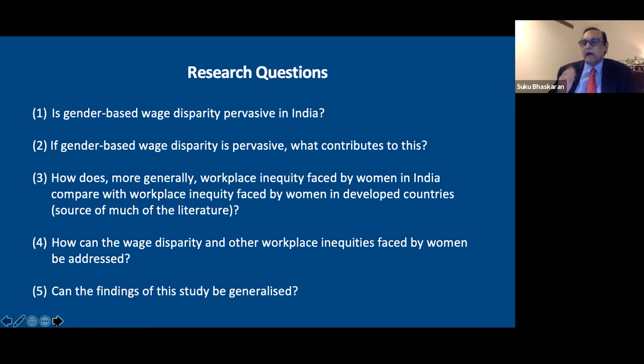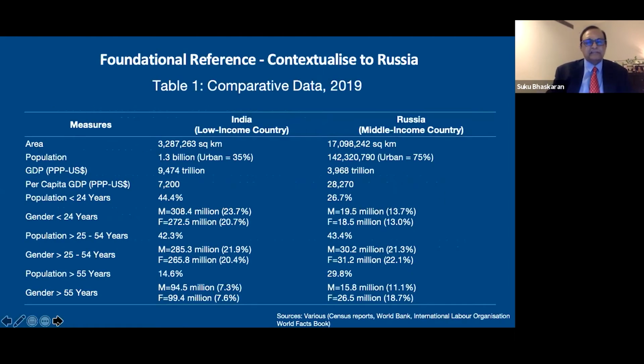And therefore, our suggestion was, how do we increase women's participation in higher paying jobs in India? I will not show this comparison between Russia and India, which I thought would help contextualize things, but it's not needed for this. I'll skip it because of the paucity of time as well.